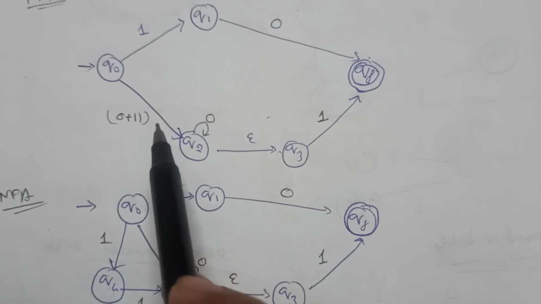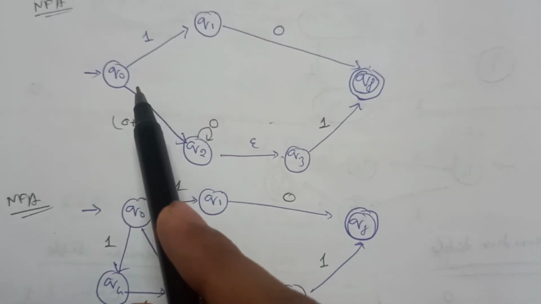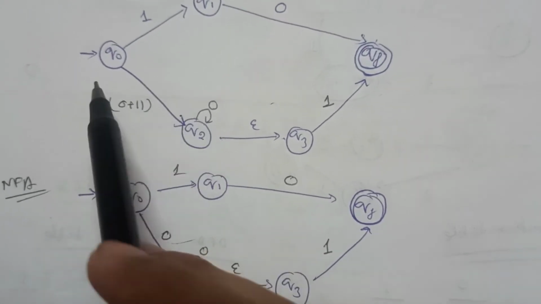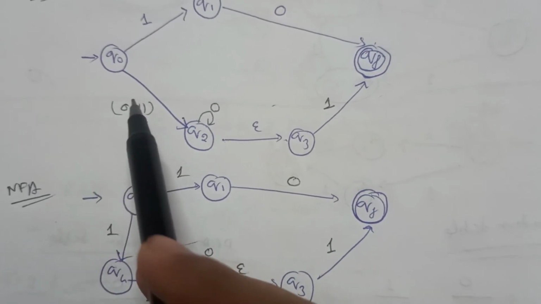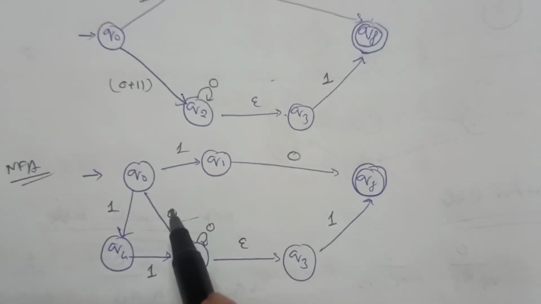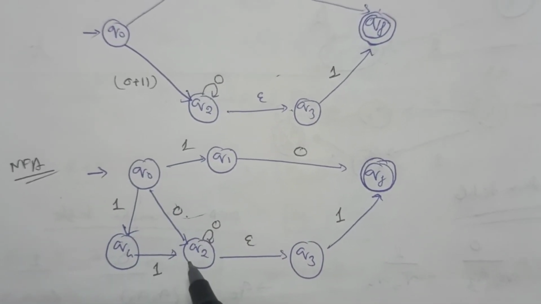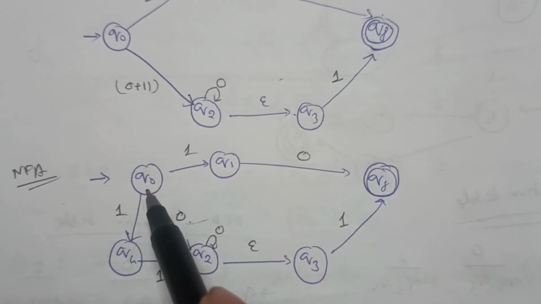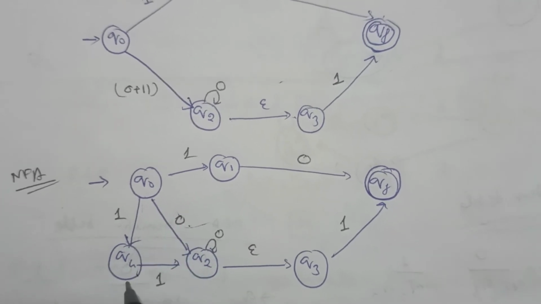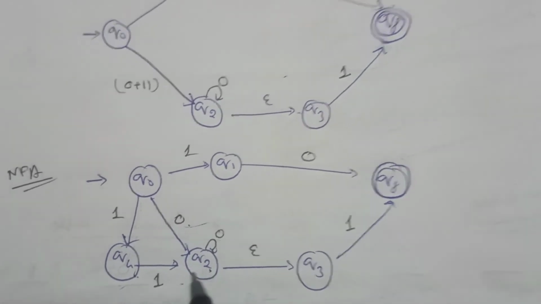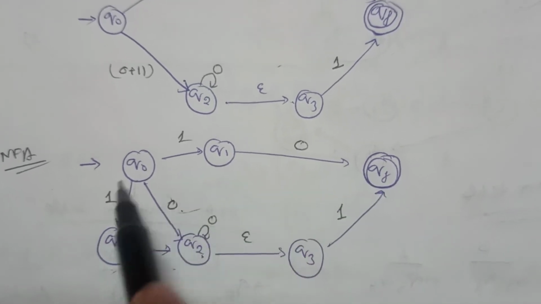So I will again make a branch. A branch already existed here, and I will make a different branch from here. I will mark this branch as 0, and the other branch will be 1 1. For 1 1 we need two states. So from q0 to q4 it will go on 1, and on 1 it will go from q4 to q2. Okay, so this will be our NFA.